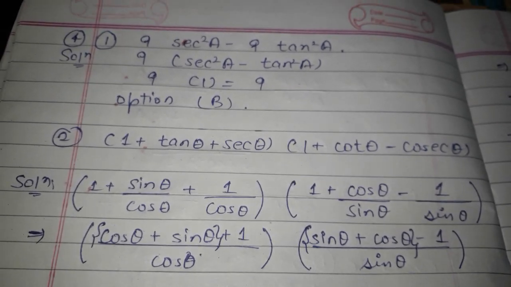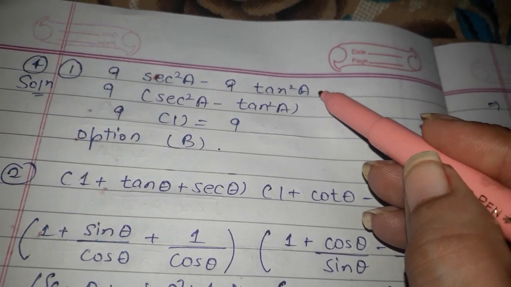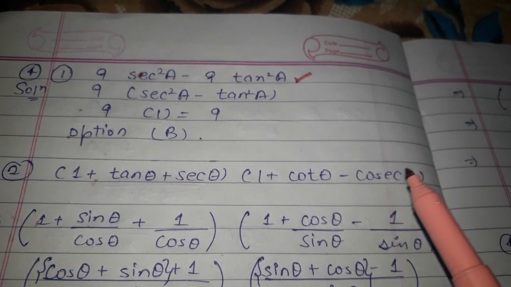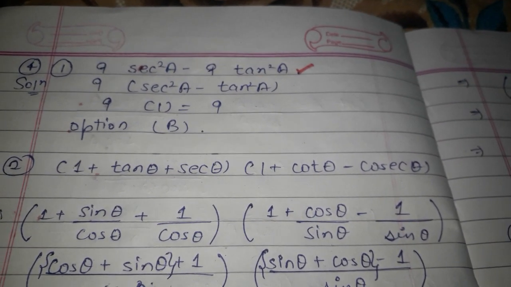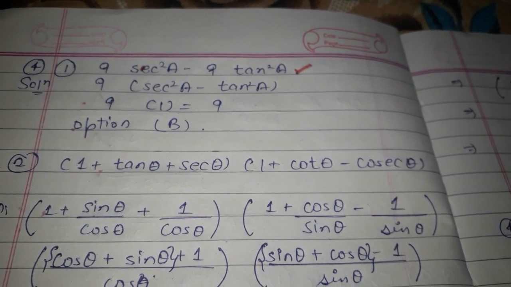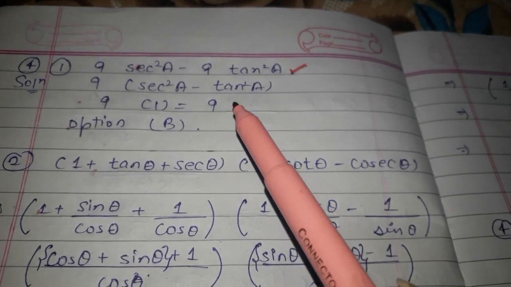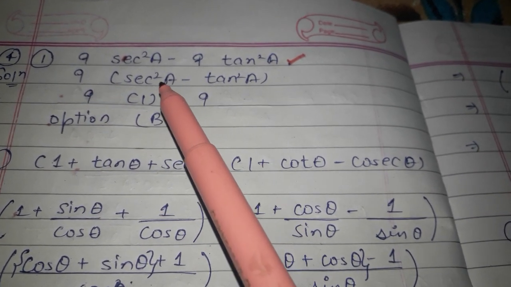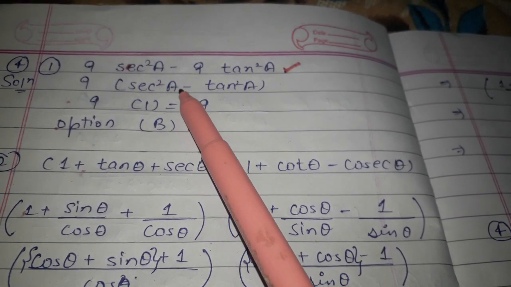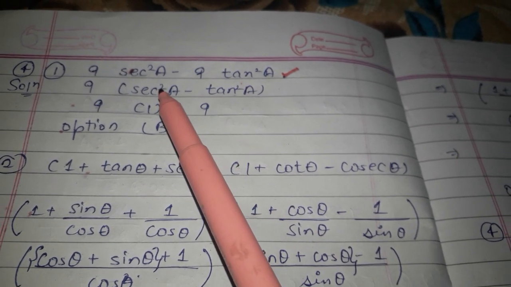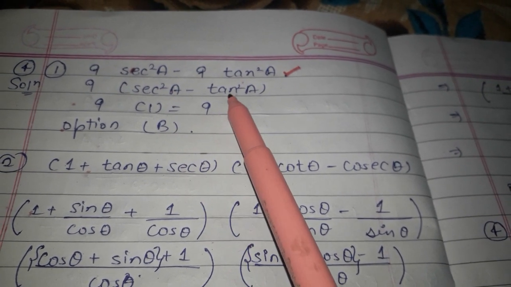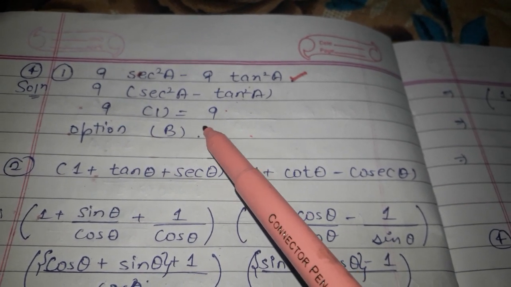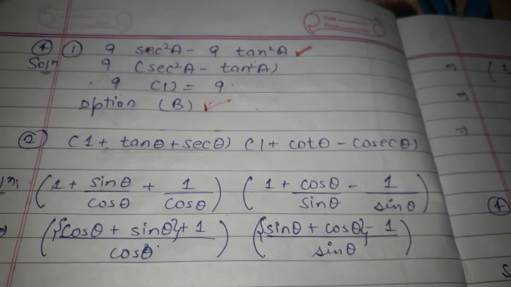Now the fourth part is the MCQ type part, in which 4 options are given. We have to choose the correct option. First is 9 secant square A minus 9 tan square A. We have to find the value of it and choose the correct option from the 4 options. I am taking 9 common here. The remaining part becomes secant square A minus tan square A, and we know very well that secant square A minus tan square A is 1, so 9 into 1 is 9, and option B is the correct one.